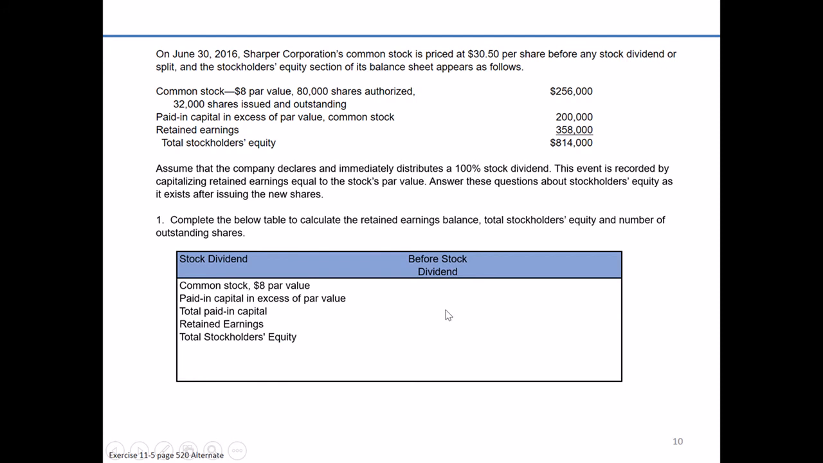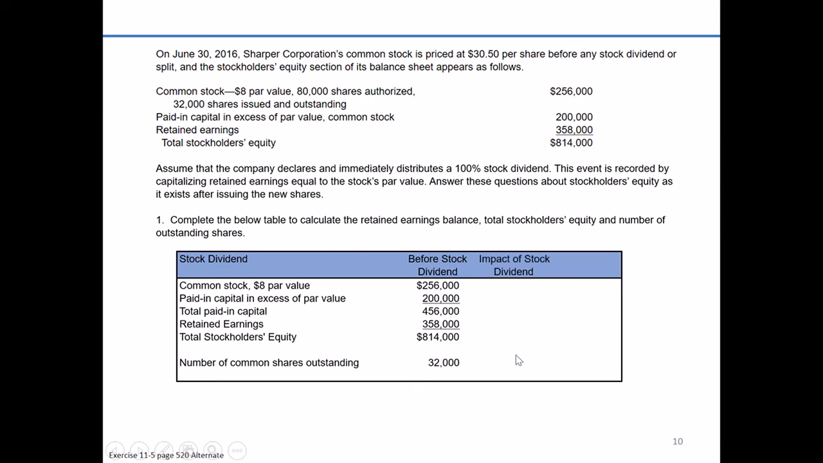Now, we're asked to summarize in our table the impact on individual components of equity and also the number of shares outstanding. And the good news is the first part just asks us to list information that already exists from the beginning of this problem, which is what's our equity before the stock dividend. So all I did is transfer all the existing dollar amounts from the top here. It also asks us to indicate the number of shares that were outstanding prior to the dividend being distributed, and that's 32,000 shares both issued and outstanding. So I'm going to jot down here 32,000.